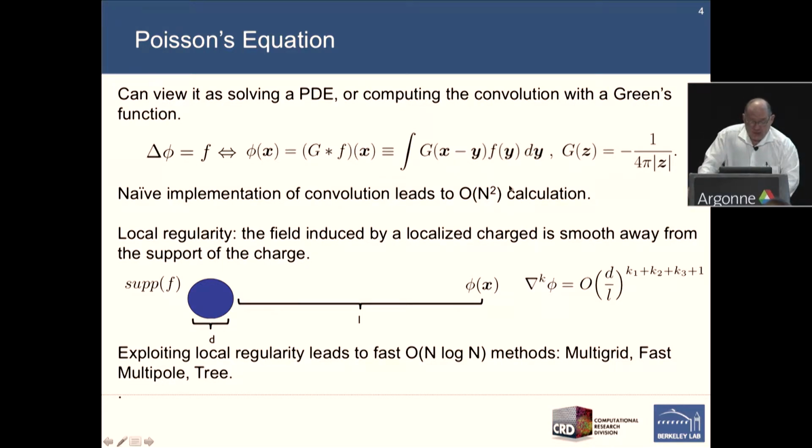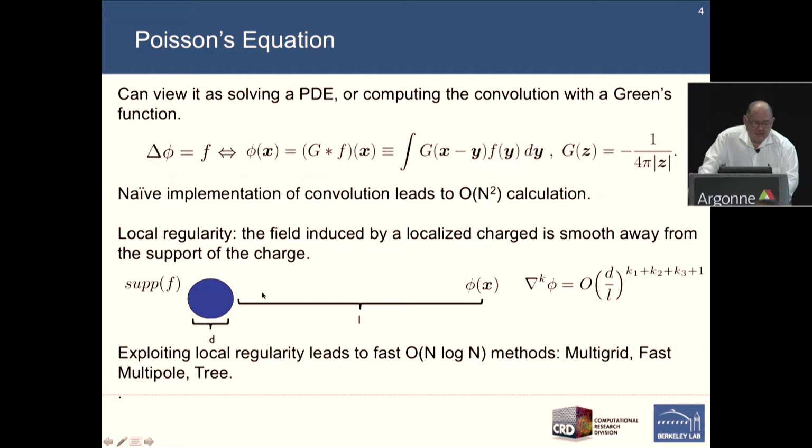However, there's something really special about this kernel. In mathematicians' terminology, it's local regularity. That is, the field induced by a localized charge is smooth away from the support of the charge. In fact, the derivatives fall off at some polynomial rate, and the polynomial rate gets better and better for the higher derivatives. It's actually better than that. For Poisson, this is a real analytic function. You have local convergent Taylor series. So here's a typical thing you will see: support of f with diameter d, and you're looking at distance L, and the kth derivative of phi is going to be (d over L) to the k1 plus k2 plus k3 plus 1. So it's decaying at that rate.